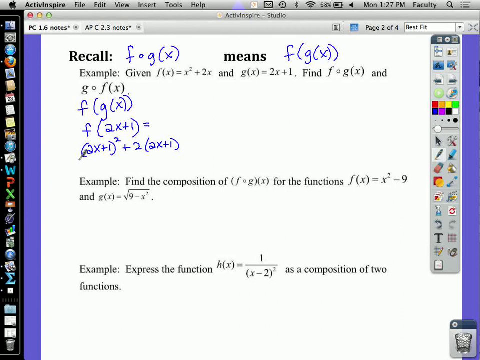And then let's just simplify that. I get 4x squared plus 4x plus 1 plus 4x plus 2. Collecting like terms, I get 4x squared plus 8x plus 3. All right, I'll give you a head start on me. Go ahead and find the reverse direction, g of f of x.